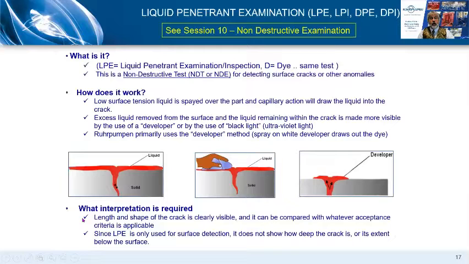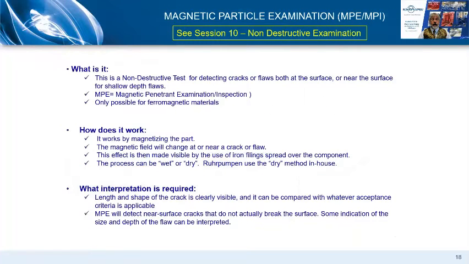LPE will indicate surface breaking cracks and flaws that will then be excavated to find the full extent, and then they'll be weld repaired. Similarly, MPE, magnetic particle examination, indicates surface breaking cracks and flaws, but also flaws that are near the surface but don't actually break the surface. It only works on ferromagnetic materials, so not on stainless steels or duplexes.